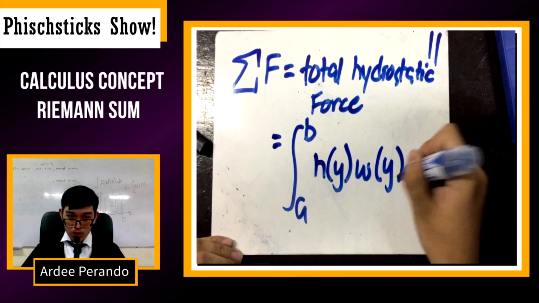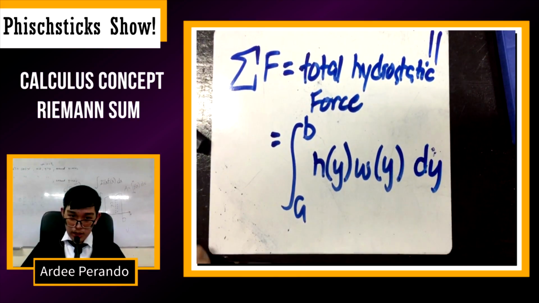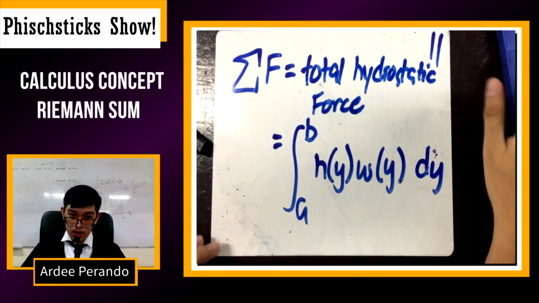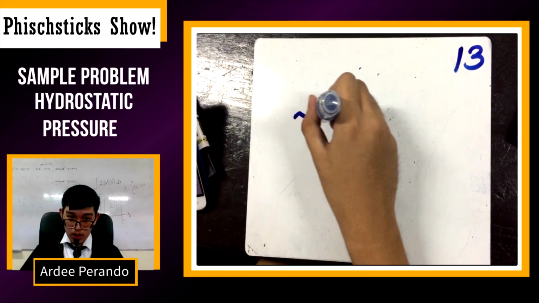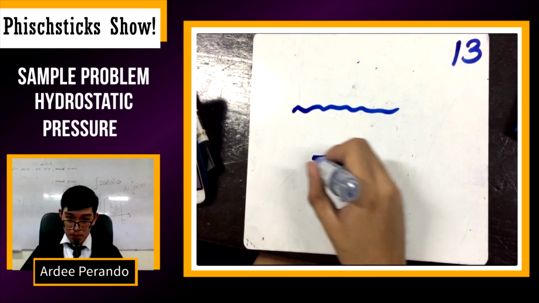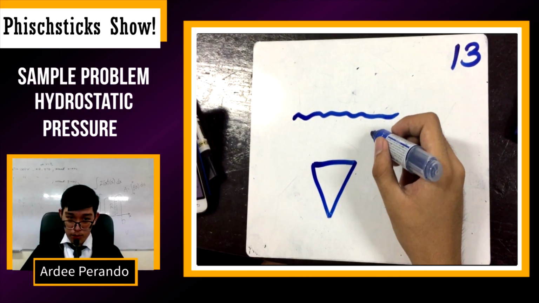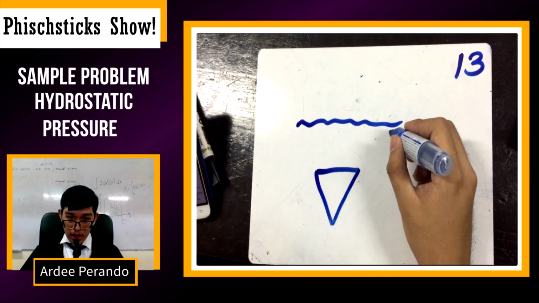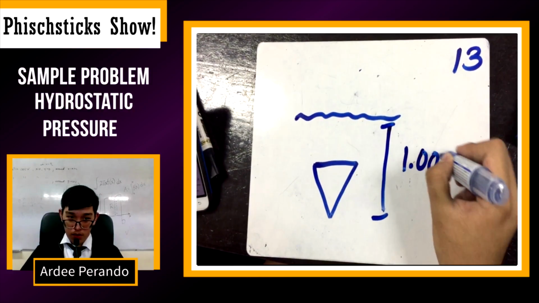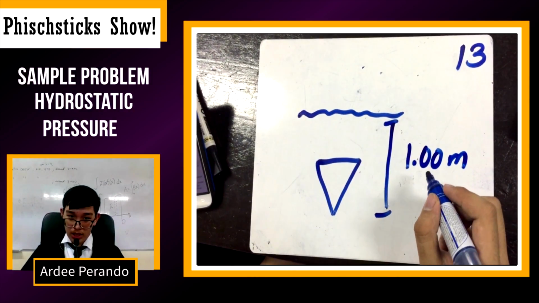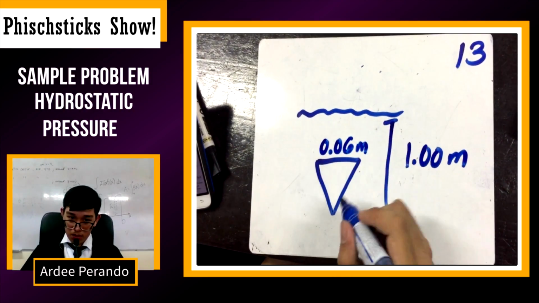Now that we learned how to get the total force on a submerged plate with the use of integration, let's proceed to a sample question regarding its application. A triangular plate is submerged vertically in water 1 meter deep. The base measures 0.06 meters, while its legs both measure 0.05 meters. If the vertex opposite of the base is located farthest from the surface of the water, determine the hydrostatic force experienced by the plate. Any ideas on how to solve this?